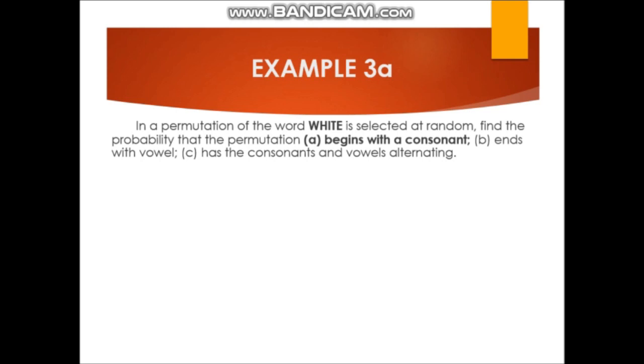begins with a consonant. Ibig sabihin ng letter A, ilan daw word ang mabubuo natin kapag pinagpalit-palit natin yung mga letter ng white na kung saan mag-i-start dapat sa consonant letters, which is either W, H, or letter T. Okay? But before identifying the words starting from consonant, let us first identify the total number of arrangement na mabubuo natin kapag pinagpalit-palit natin lahat ng letter without considering kung siya ba ay nag-start sa vowel or nag-start sa consonant. That is our sample space.